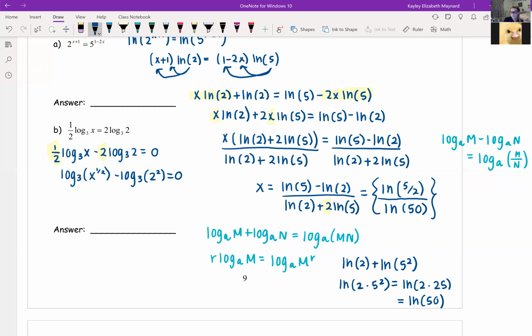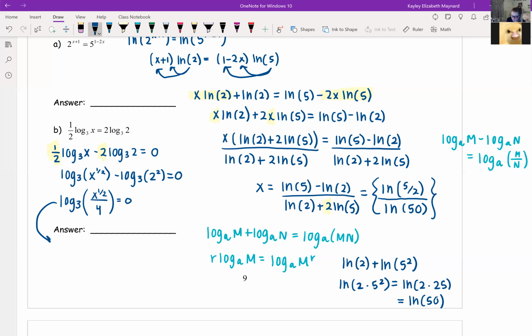Now that I've moved those inside, I can go ahead and write them as 1. So I get log base 3. And remember that when we're combining logs that are being subtracted, we divide what's inside. So this becomes x to the 1/2 over 2 squared, and 2 squared is just 4, equals 0.